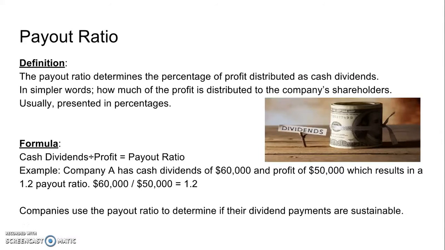Payout ratio. The payout ratio tells you what percentage of profit the company is distributing to its shareholders as cash dividends. The formula for the payout ratio is as follows: cash dividends divided by profit equals the payout ratio. Company A has a total of 60,000 in cash dividends paid. Profit during the period is 50,000. Refer back to the formula. The calculation will give you a 1.2 ratio. This ratio helps with determining the sustainability of a company's cash dividends paid and indicates warnings where they may need to partake in action. A value close to or more than 1 should be a clear signal to change something within the business.